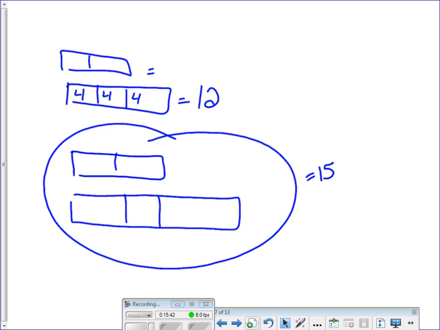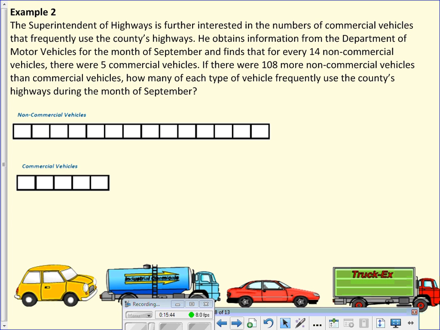Oh, I know! This is so exciting. Okay. So, the superintendent of highways is really interested in the number of commercial vehicles that frequently use the county's highway. Commercial vehicles are cars or vans or trucks that have ads on the side, like business trucks and so on. You'll see on the license plate it says commercial vehicles. You have to register those differently.